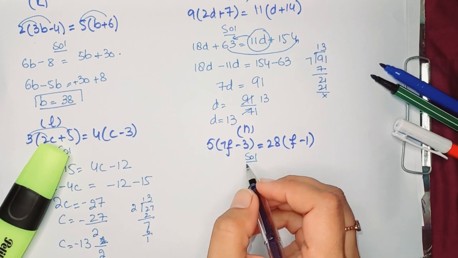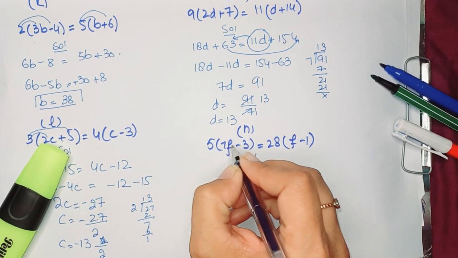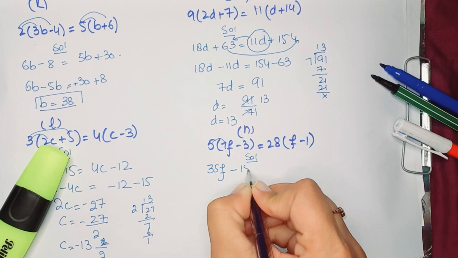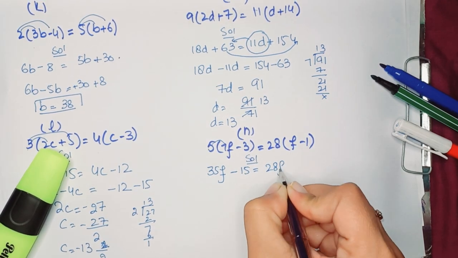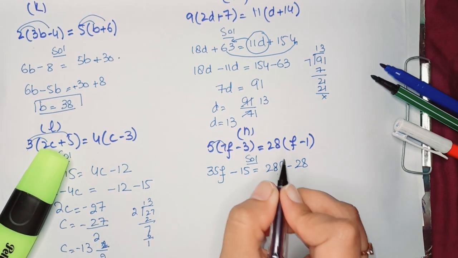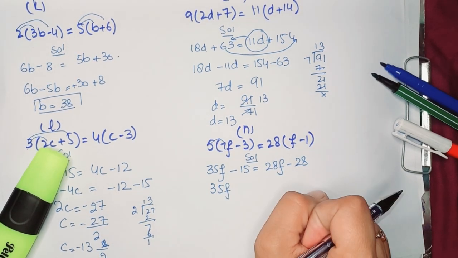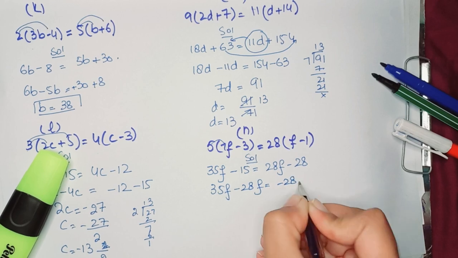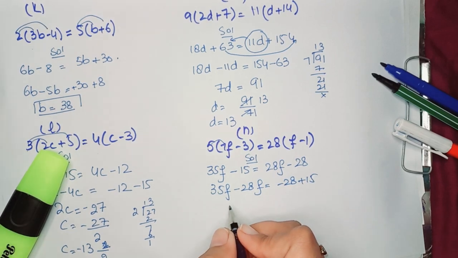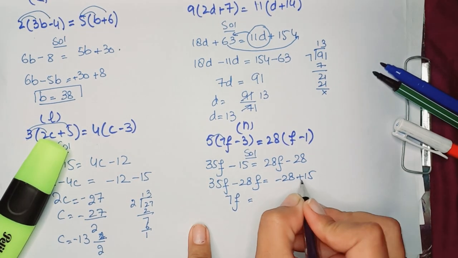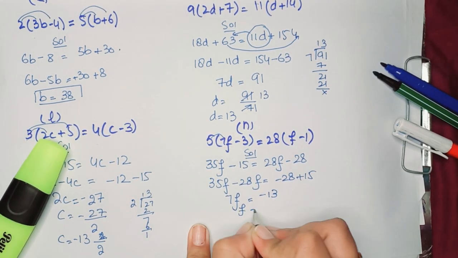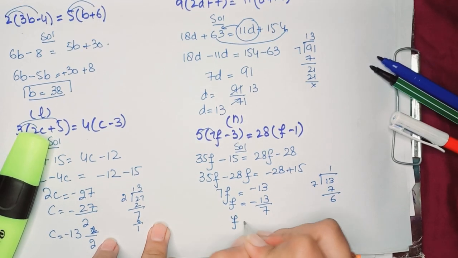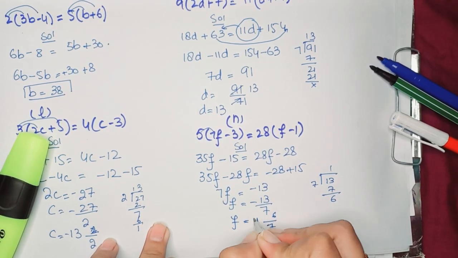Last part of this question number 4. Expand the bracket. 5 into 7, 35f. 5 into 3, 15. 28 into f, 28f. 28 into 1, 28. Now 35f. I will shift this 28f towards this side, it will be minus 28f, and minus 28 plus 15. Now I will subtract, minus 28 plus 15 will give you minus 13. So f equals minus 13 by 7. Now we will divide it. Division will give you f equals 1 whole 6 by 7, and there is a minus sign.